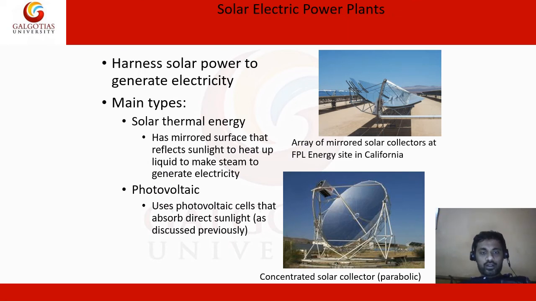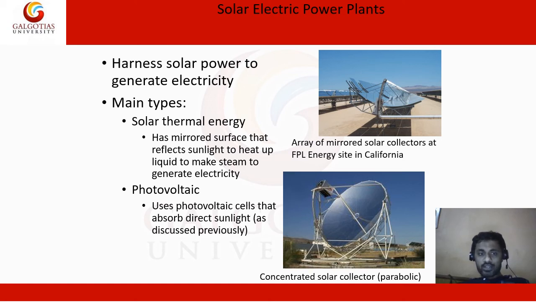So here in this slide, you can see the solar electric power plants. Uses of solar generation systems: number one, it may be used to charge batteries. Number two, it is used in light meters. Number three, it is used to power calculators and wristwatches. Number four, it can be used in spacecraft to provide electrical energy. So you can see in the image that it is harnessing solar power to generate electricity.